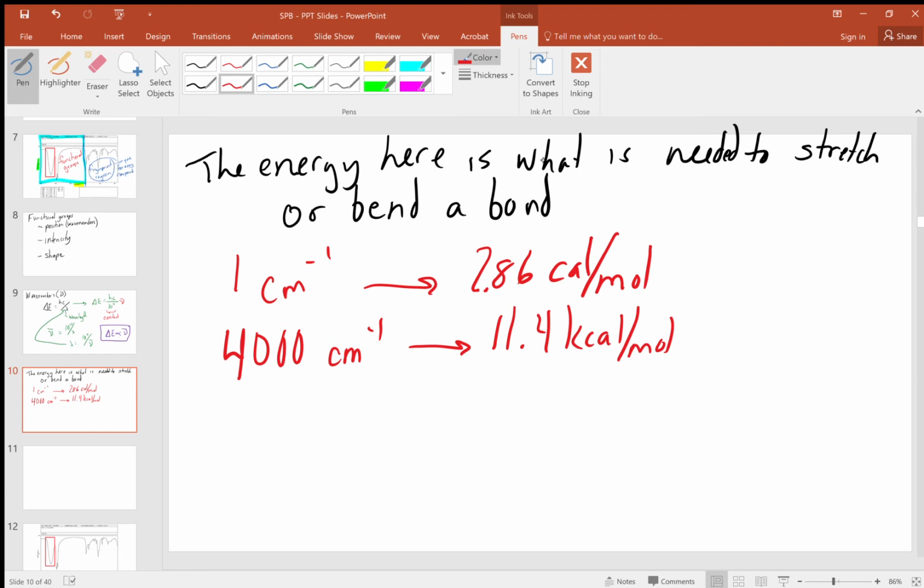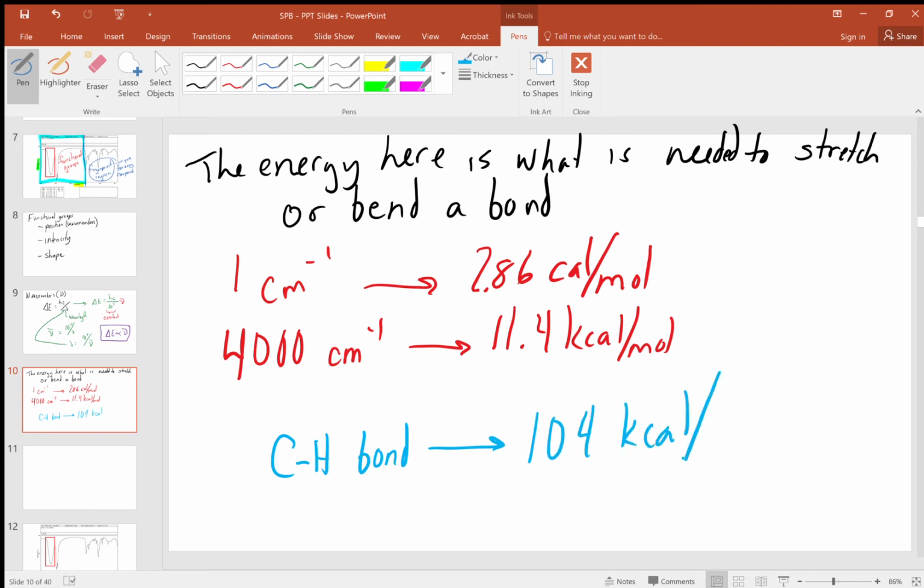How strong is a bond? Well, a carbon-hydrogen bond, for example, is approximately 104 kcals per mole. So we're not anywhere near enough energy to break a bond when we're dealing with IR and the energy involved in the infrared.